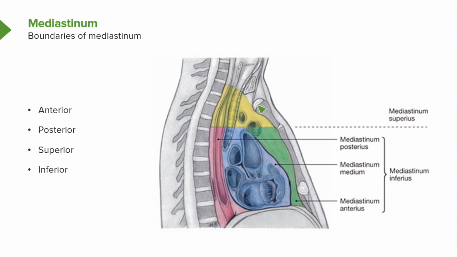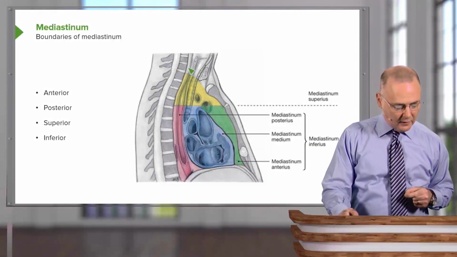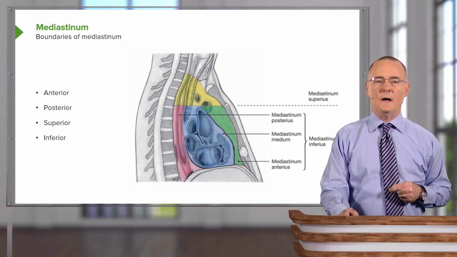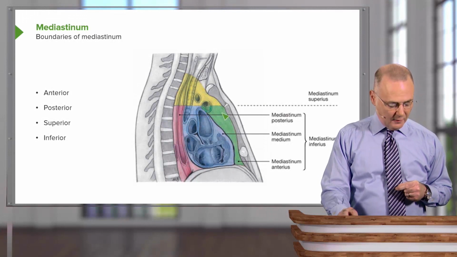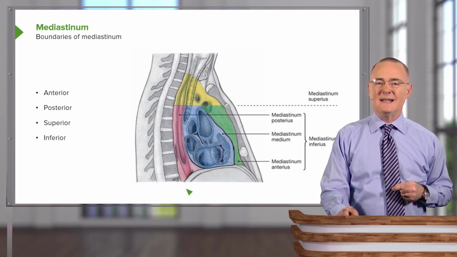The superior limit of the mediastinum will run from the sternal angle, this notch, the jugular notch that's right above the sternum, and then will extend superiorly to the upper limit of T1. The inferior boundary will be limited by the diaphragm, and as it comes around posteriorly, it will dive down to T12.